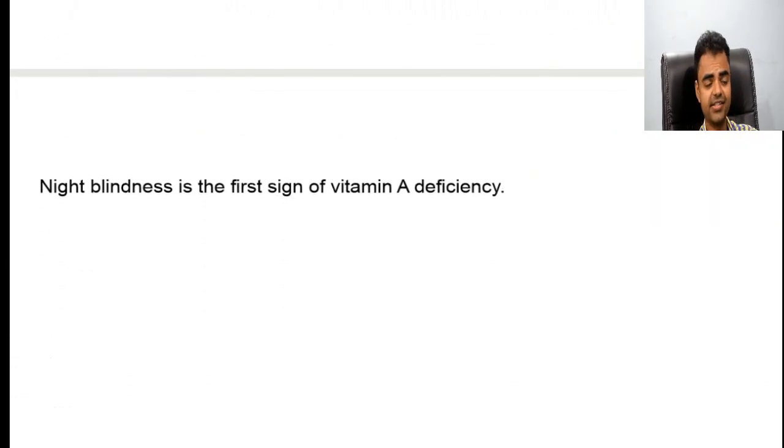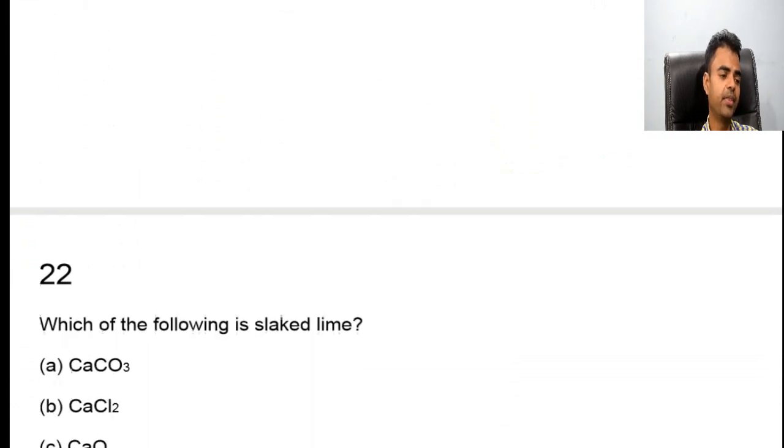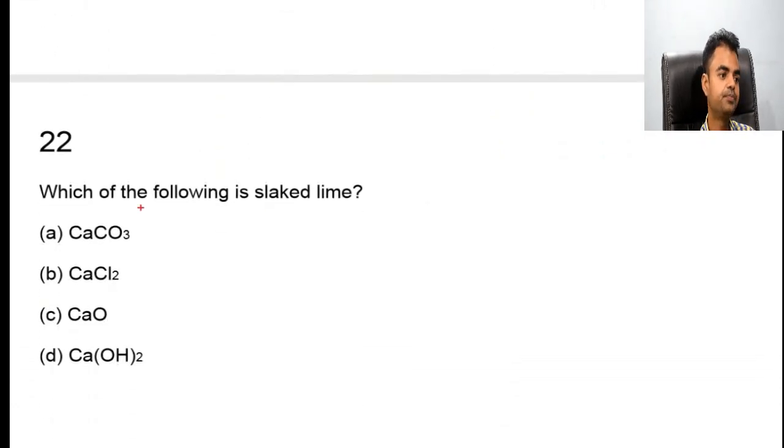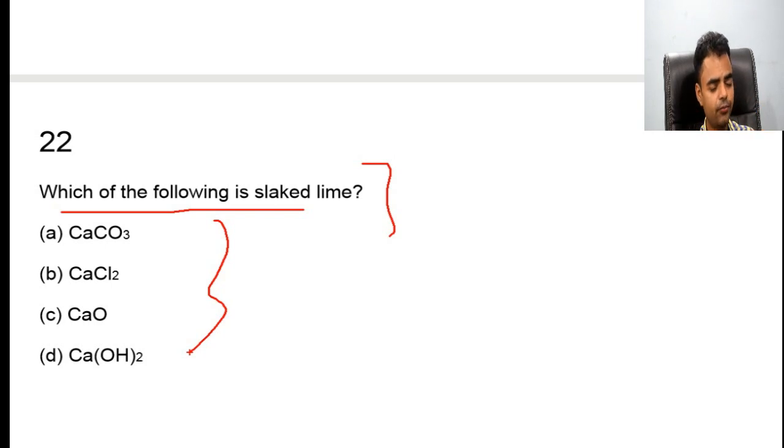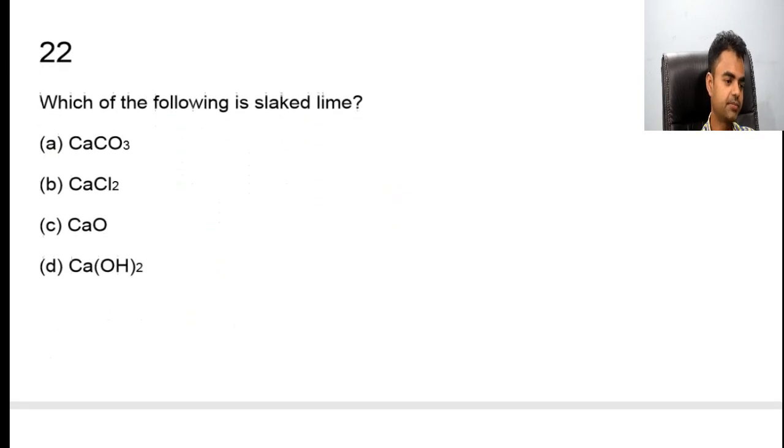This is a first sign, basically, you can say that. Now let's come to the question. Which of the following is slack lime? Options are here, but I don't want you to just remember. I want you to learn the concept, learn the content, which will probably be helpful for you to solve a few other questions, or related questions.